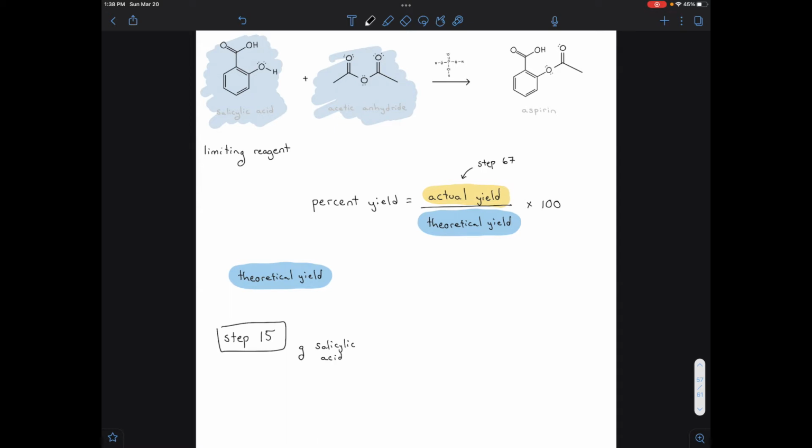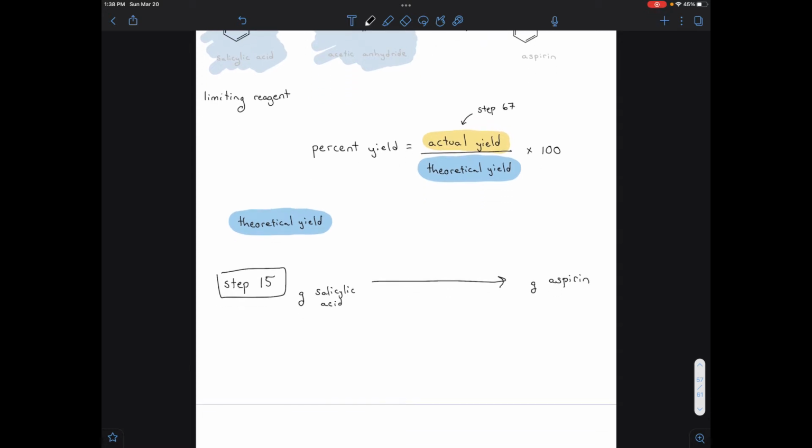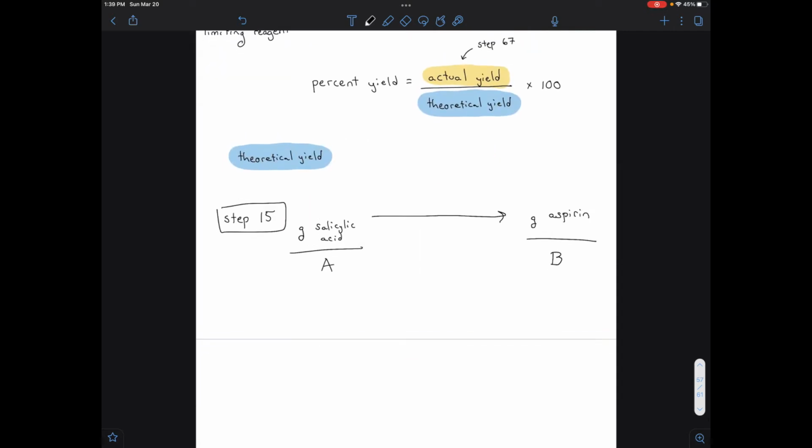And ultimately, we want to convert that to grams of aspirin. How many grams of aspirin could you have theoretically made? Now, anytime you go from grams of one thing to grams of another, let's say A and B, you should always follow this sort of flow chart. You go from grams of the first thing to moles of the first thing, moles of the first thing to moles of the second thing, and then moles of the second thing to grams of the second thing.